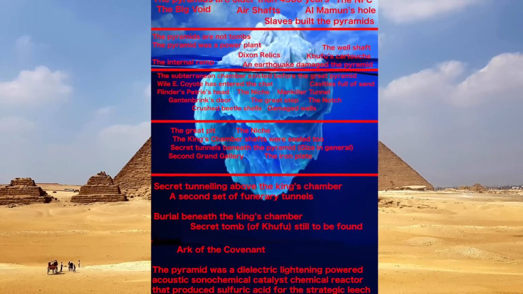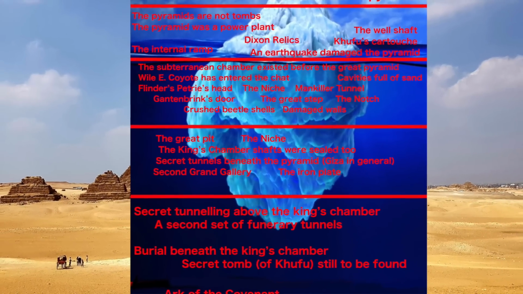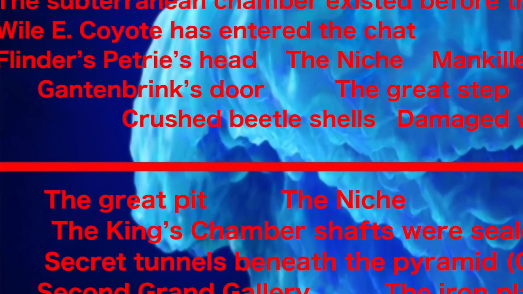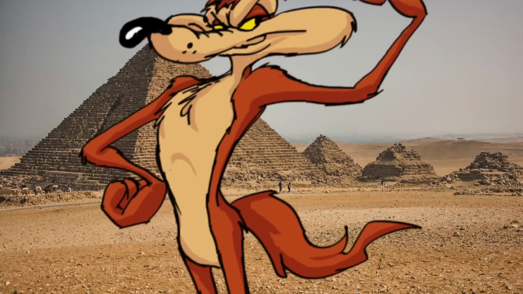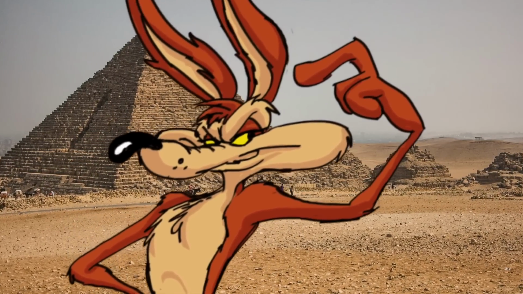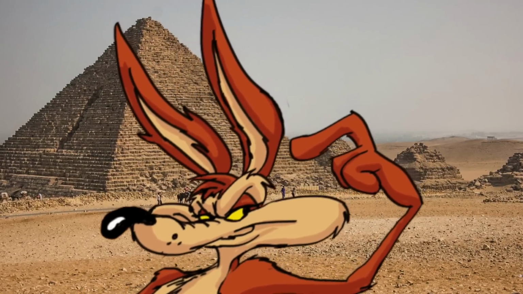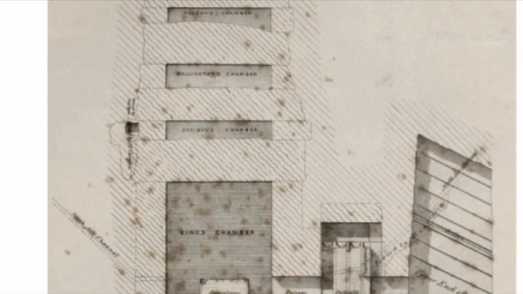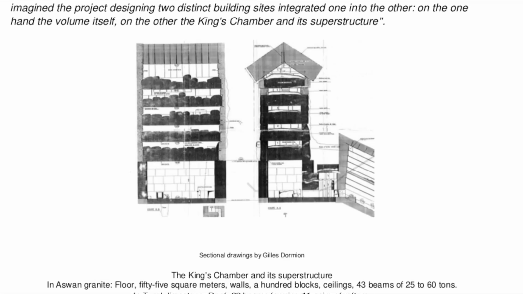Crushed beetle shells. When Howard Vyse was exploring the spaces above the King's Chamber, with dynamite of course, he had his men blast a tunnel around the granite in order to access the second of the so-called relieving chambers, which he named Wellington's Chamber. Now, the ceilings of these, or the floors of them, are made of huge granite blocks, and digging through them was virtually impossible, so they blasted around them.